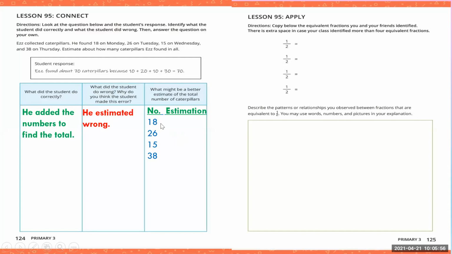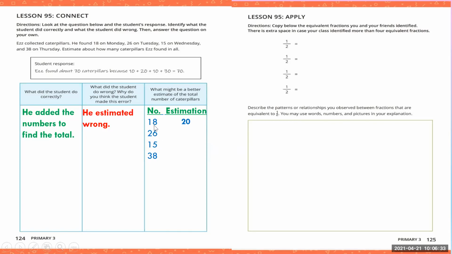Now let's estimate together. 18 will be estimated into what? 18 between what and what? 10 and 20. It's nearest to 10 or 20? Look here at the neighbor. It's 8. This 8, 5 or more? Yes, it's more than 5. So we will take the bigger door, so it will be 20.